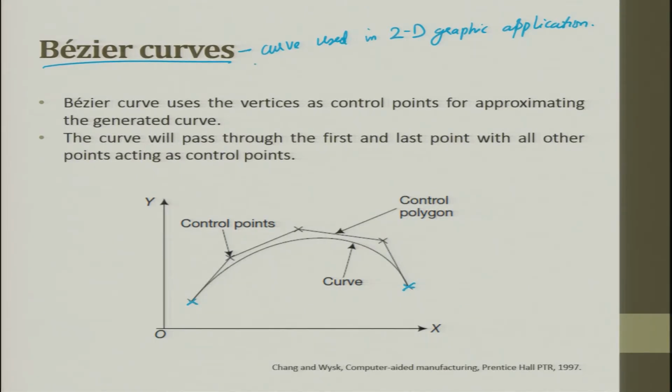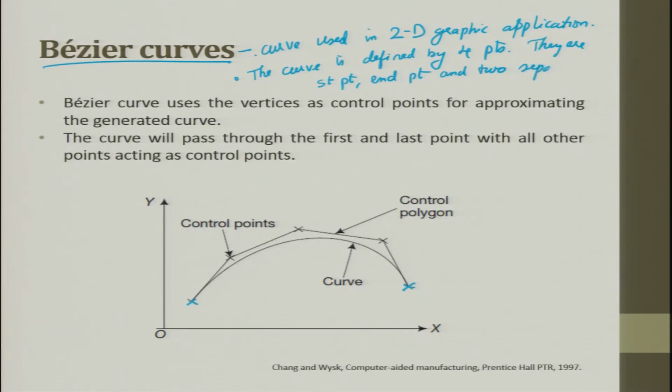Okay. The curve is defined by 4 points. They are start point, end point, and 2 separate midpoints.